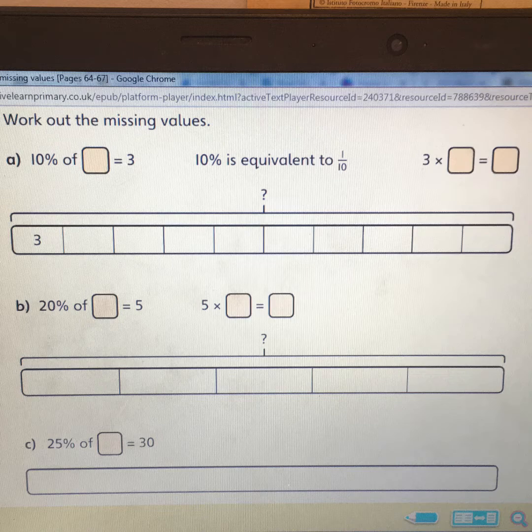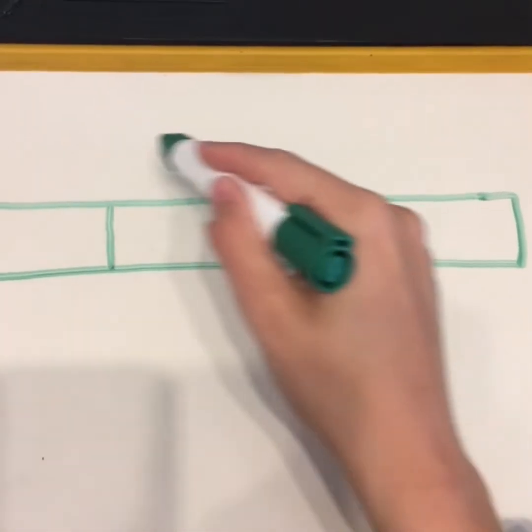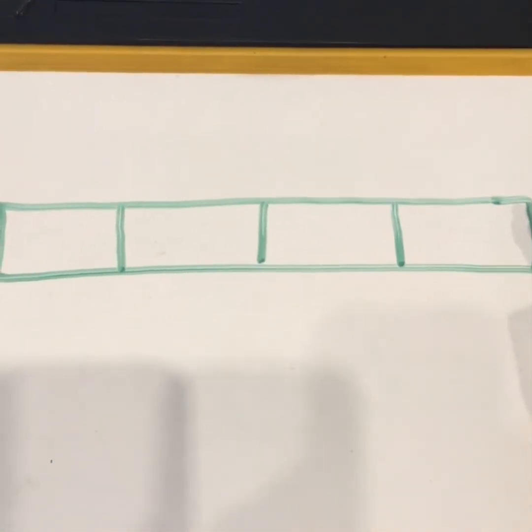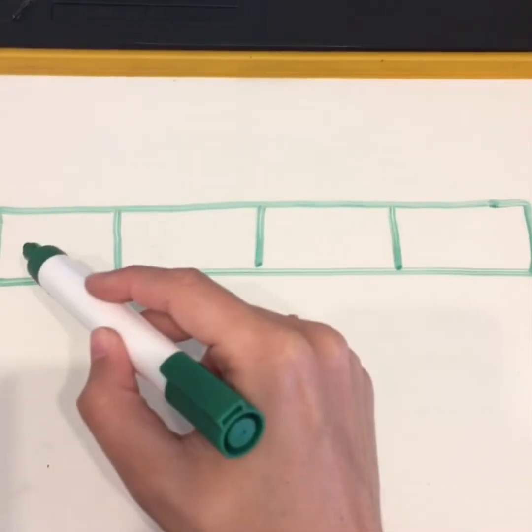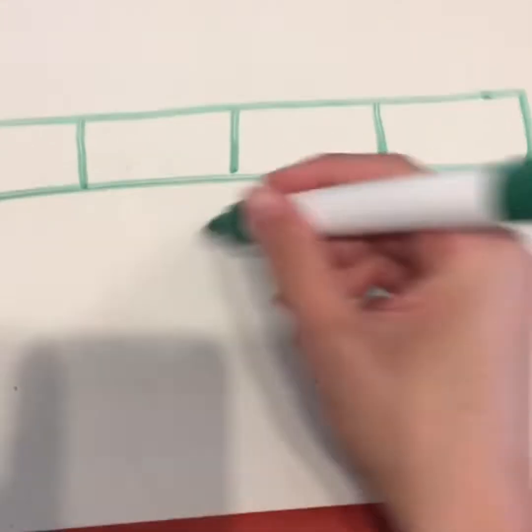So 25% of something is 30. So I want you to split your bar into parts that equal 25%. Here is my bar model. The whole thing equals 100%. This part's 25%, 25%, 25%, 25%.